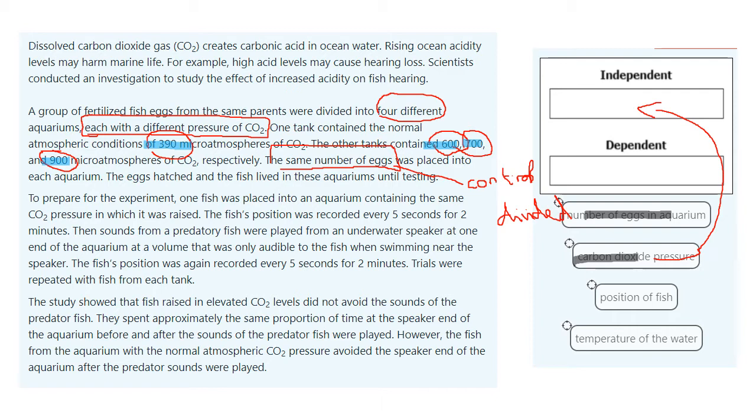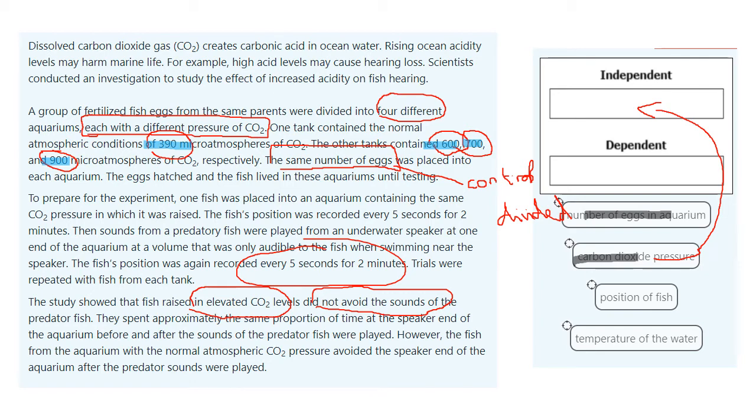To prepare for the experiment, 1 fish was placed into an aquarium containing the same CO2 pressure in which it was raised. The fish's position was recorded every 5 seconds for 2 minutes. Then sounds from a predatory fish were played from an underwater speaker at one end of the aquarium at a volume that was only audible to the fish when swimming near the speaker. The fish's position was again recorded every 5 seconds for 2 minutes. The study showed that fish raised in elevated CO2 levels did not avoid the predator fish. So if the CO2 level was higher, they did not avoid the sound of the fish.